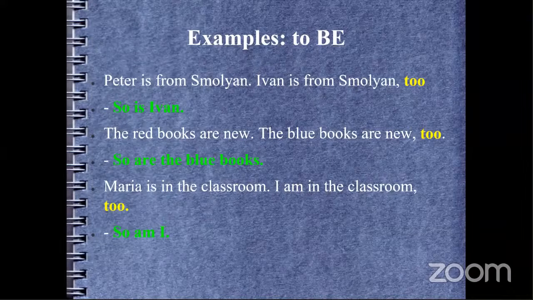Next one. Maria is in the classroom. I am in the classroom. There are two people in the classroom, Maria and I. Maria is in the classroom, so am I. Try to understand, guys. Okay, look.